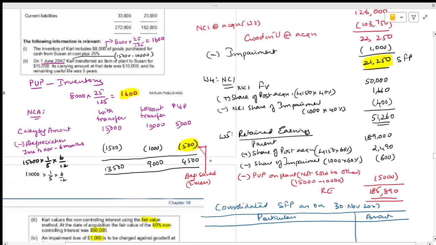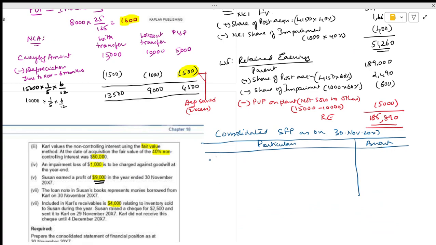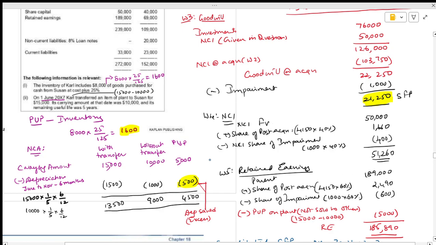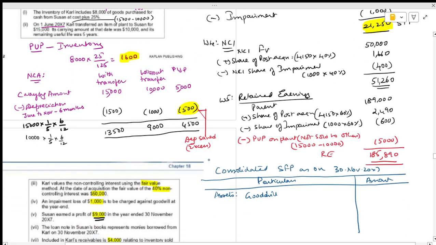Fine. How much are the assets? Current assets. Is it goodwill? Goodwill. How much is the goodwill? 21250. Is it 21250? Is it 10,000 divided by 5? Okay, fine.